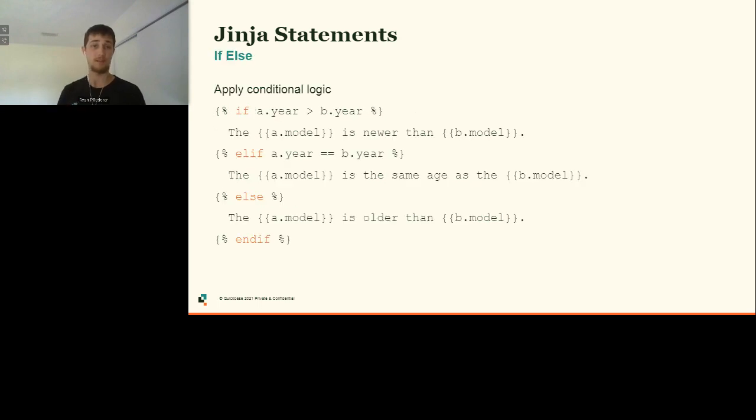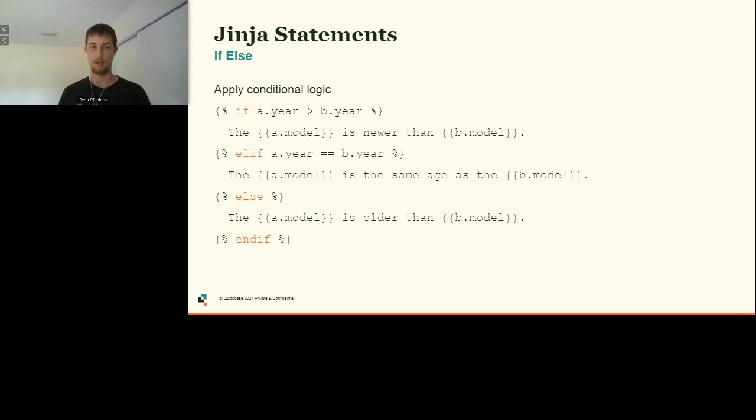Next, we can do if else. If we want to add some conditional logic, we can certainly do that by adding this if statement and building out our logical expression. In this case, if a.year is greater than b.year, then we want to do this. Otherwise, if a.year is equal to b.year, then we want to do this. If neither of those are true, then we want to do this last final piece, and then we end it.